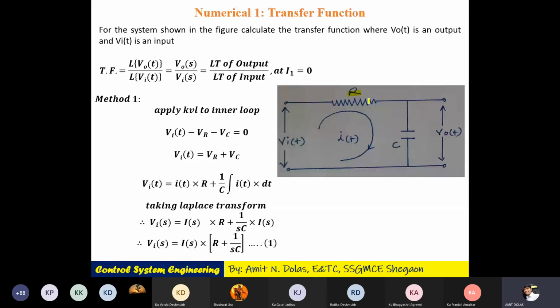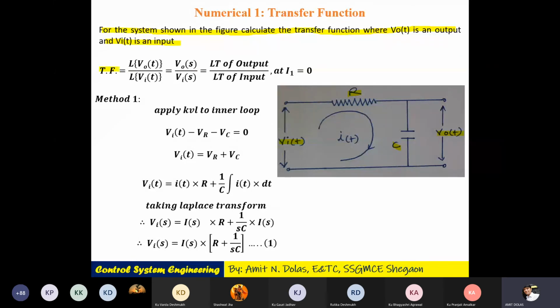Okay, so one system is given where R and C are in series, where Vi of t is the input and V of t is the output. Very simple, no cascading. There is a single system, no loading effect, so there is no need to think about it. For the system shown in the figure, calculate the transfer function, where V of t is the output and Vi of t is the input.